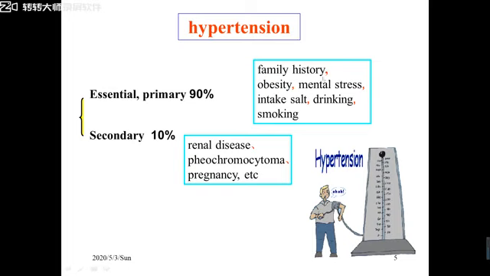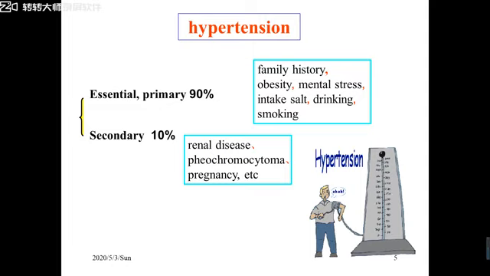For the other example, in clinic, especially some elderly patients, they will tell you, doctor, in my home my blood pressure is normal, but when I saw your white coat, I'm nervous. My blood pressure is higher than normal. We call this pseudo hypertension, or we also call this white coat hypertension.